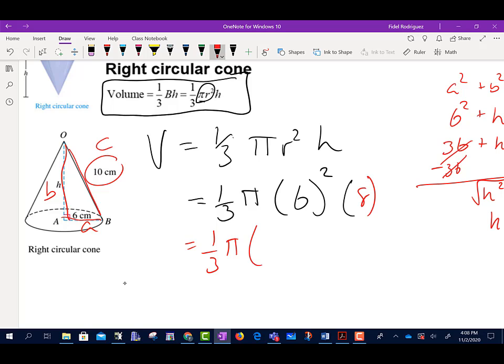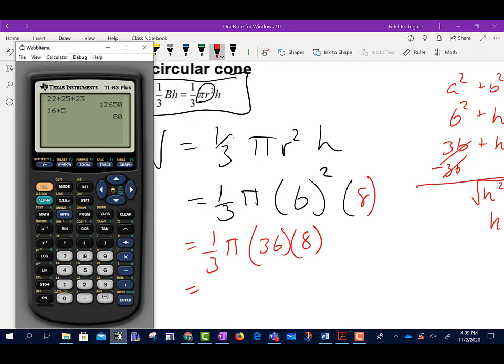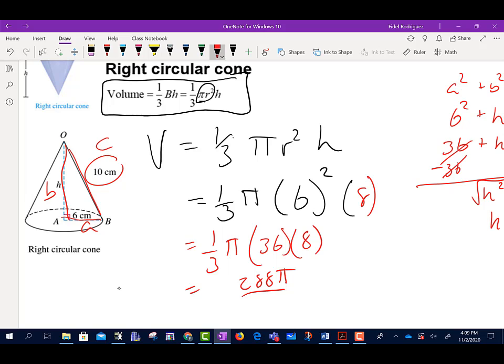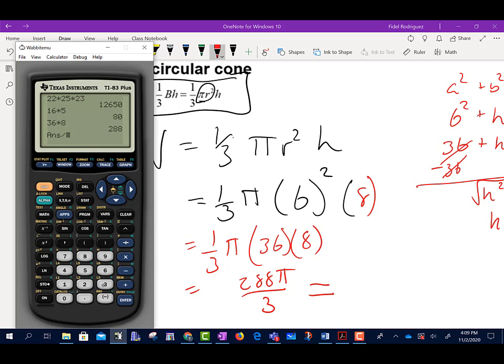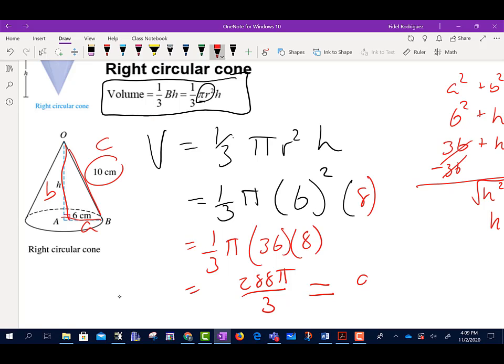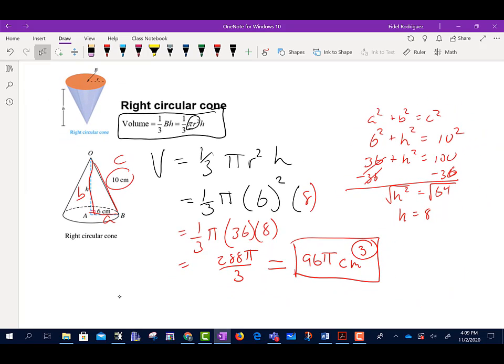We said 6 squared was 36 times 8. When I take my calculator again, what's 36 times 8? That's giving me 288 pi all over 3. And we can actually divide 288 by 3, and so we come up with 96 pi. Our units are in centimeters, so this is centimeters cubed. Again, since we're dealing with volume, volume always deals with cubic units, okay?